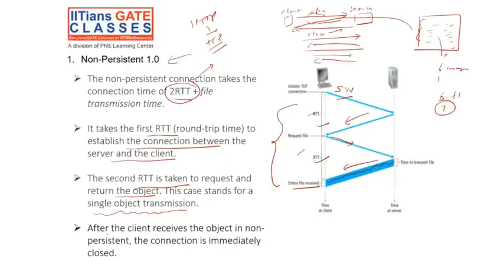After the client receives the object in non-persistent, the connection is immediately closed. Then a new connection will be opened in the same way. The same way means 2 RTT plus file transmission time, again. For the next object, again it will be there. For the next object, again it will be there. This file transmission time is very negligible, because normally in the 2 RTT we get the basic web page. If an extra file is there and the size is more, we can add that file transmission time also.